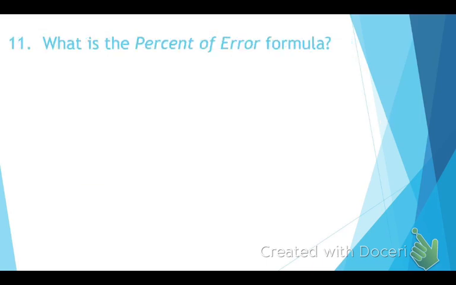Next one, we have another formula, so I want you to write this in red pen. What is the percent of error formula? You're going to take the amount of error, how much they were off, and divide it by the actual amount. Once again, please pull out your red pen and go ahead and fill this in the blank.